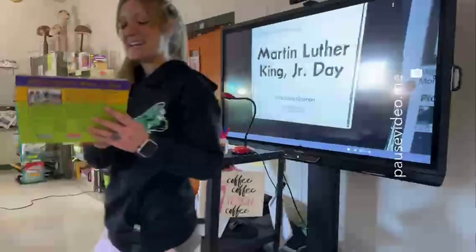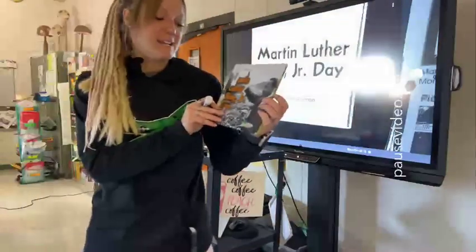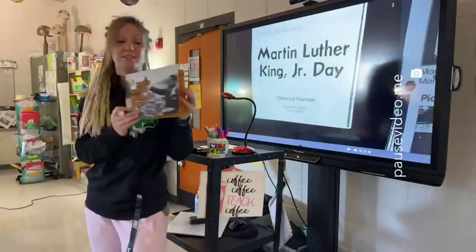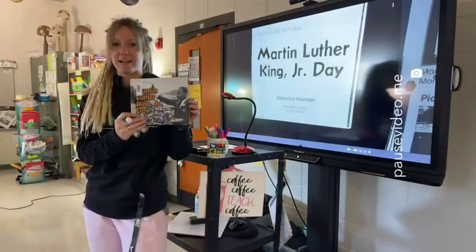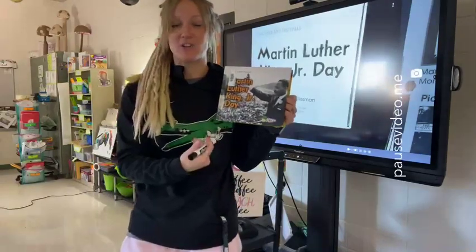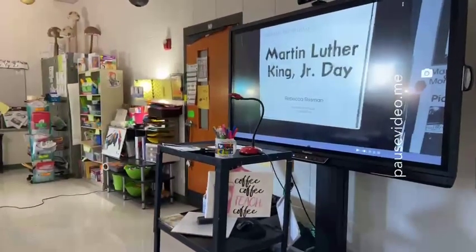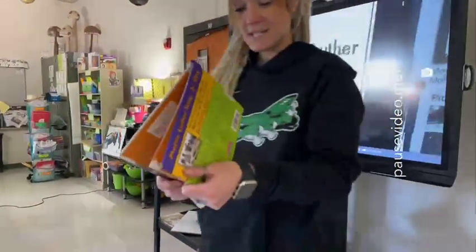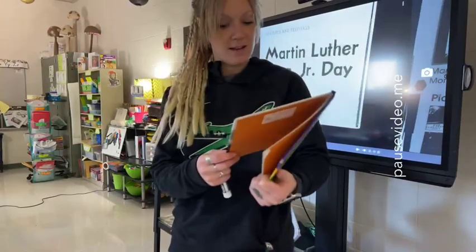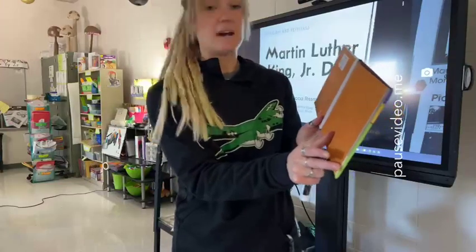Hello, everybody. Today we are talking about Martin Luther King Jr. Day. We are off school on Monday, so I thought today would be a good day to read about it and get a little bit more of who this man was and what he did for our country. This book is a reading level 2.1, and the author is Russman.